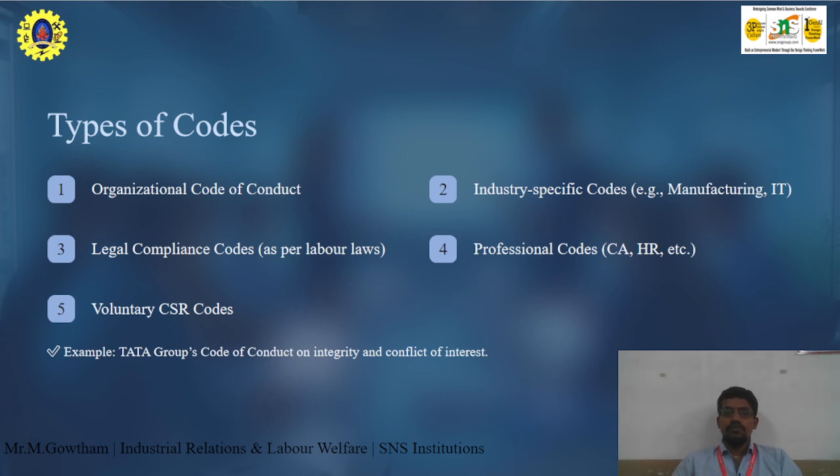The types of codes: we have the organization code of conduct, and this is a specimen copy of it. Then industry-specific codes, like manufacturing and IT, made sector-wise. Legal compliance codes as per labor laws, and professional codes for accounting, HR and others, and voluntary CSR codes. These are the codes available under the code of conduct. For example, the Tata Group's code of conduct on integrity and conflicts of interest.